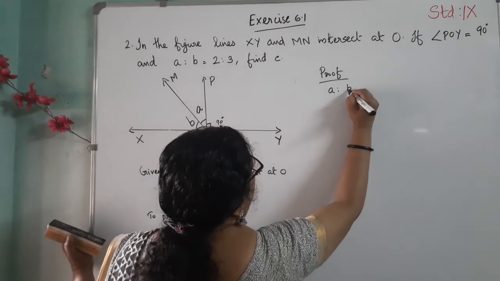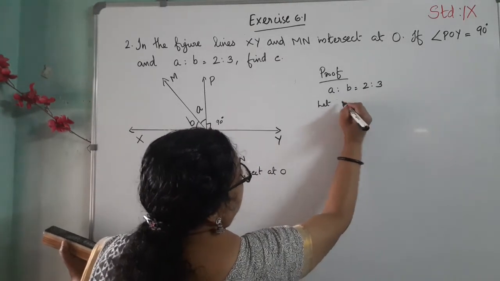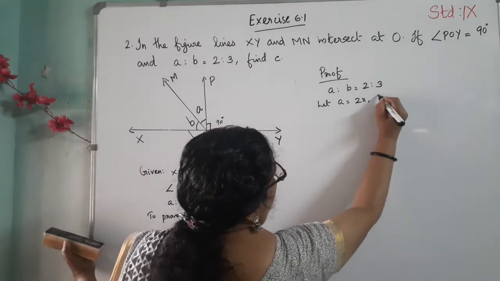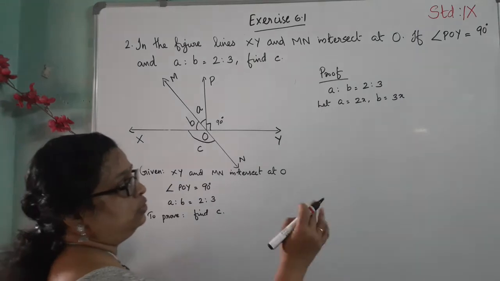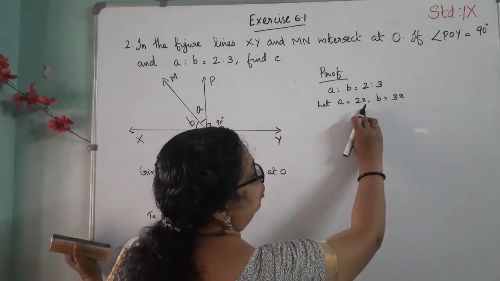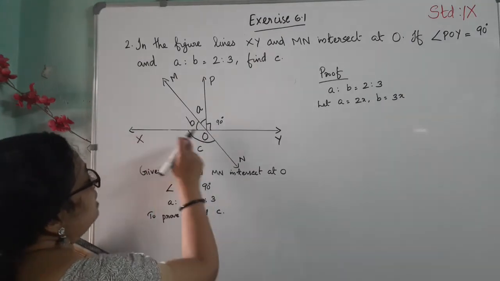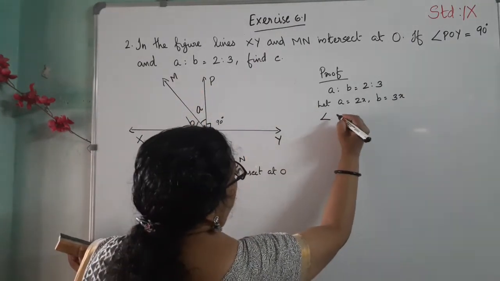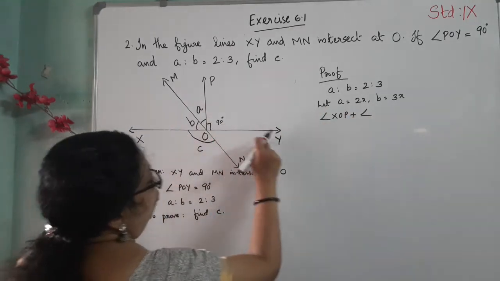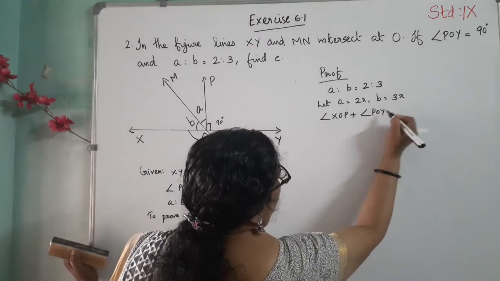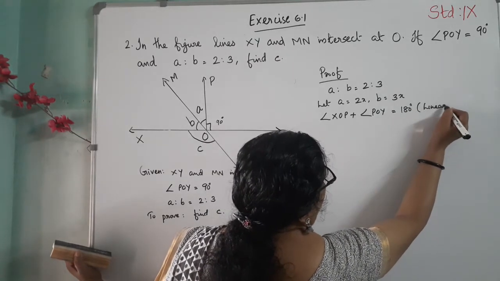Proof: A is to B equals 2 is to 3. A and B are in the ratio 2 is to 3, so we can let A equal 2x and B equal 3x. In this figure, angle XOP plus angle POY equals 180 degrees, that is a linear pair.